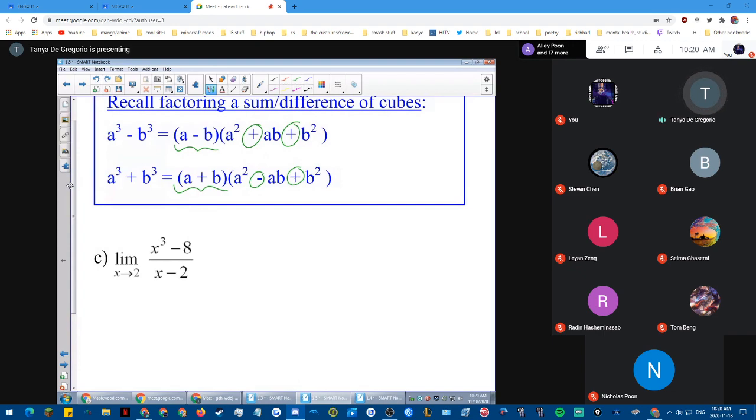And we notice that this is a difference of cubes. So I take the cube root of x cubed, which is x. And I take the cube root of 8, which is 2. And I'm subtracting because it's a difference. Now, I have x, and it has to be squared. And now I need a plus sign here, and I'm multiplying your two values together, which would be 2x. And then you take your b value, which is 2, and you square it.